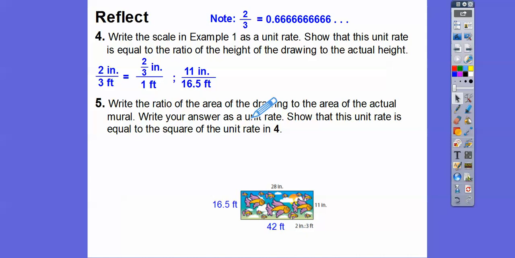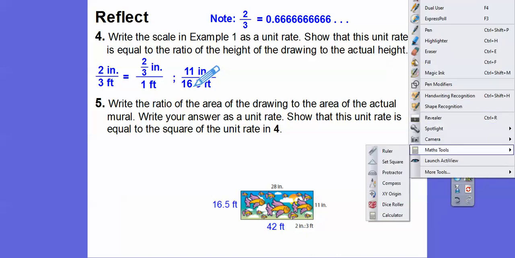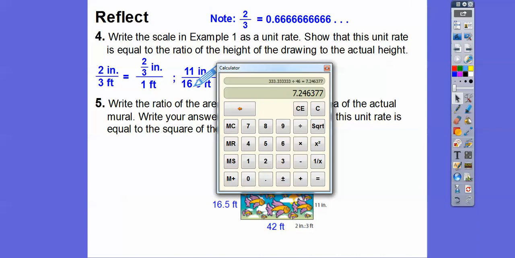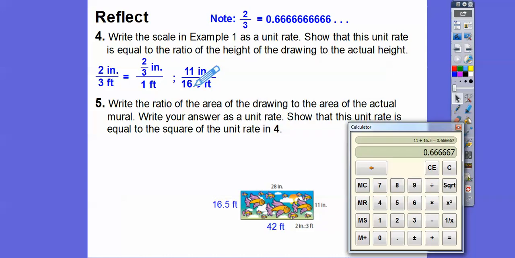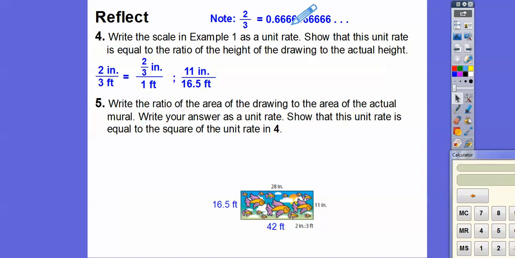They want us to show that the unit rate is equal to the ratio of the height. Remember, the height was 11 inches, and we found it was 16.5 feet from prior. So let's do that. Let's do 11 divided by 16.5. So I'm going to get my calculator and do 11 divided by 16.5. Now check this out. 0.6666667, so it equals the same as this ratio right here. So we're going to say that that equals the same ratio as 2/3 inch to 1 foot right there.